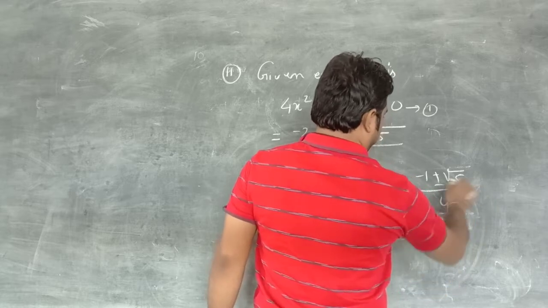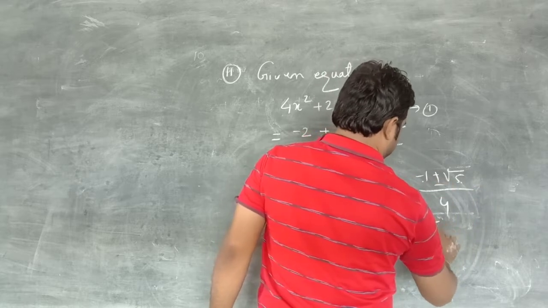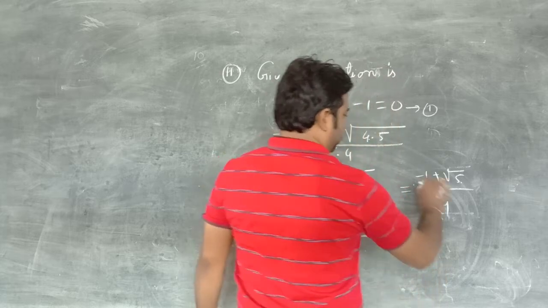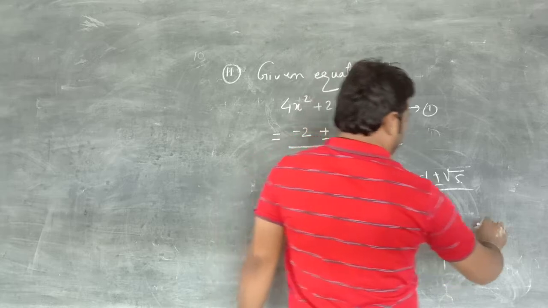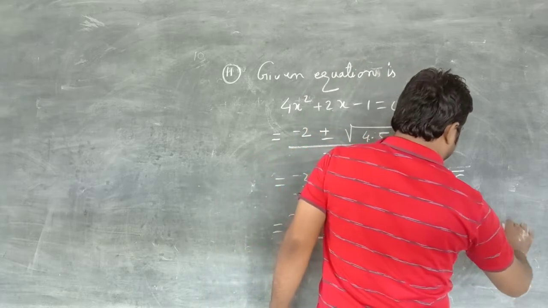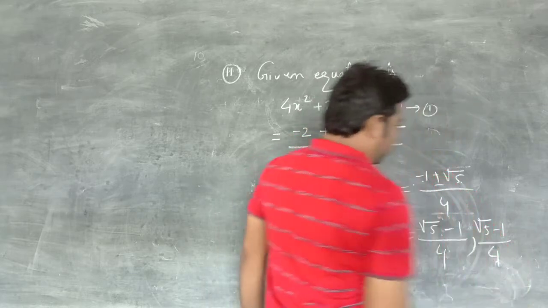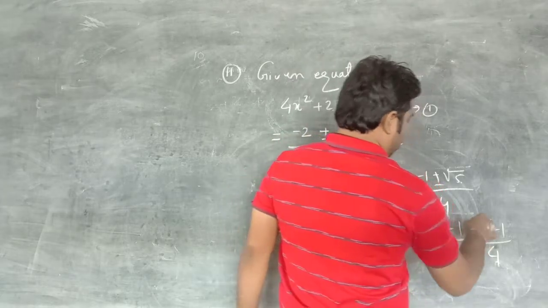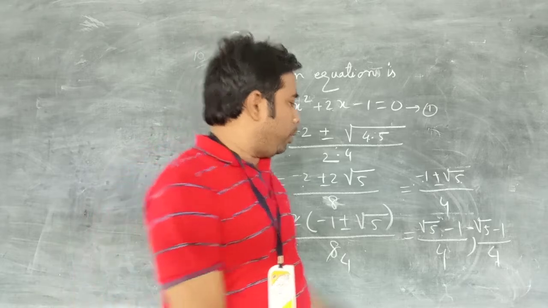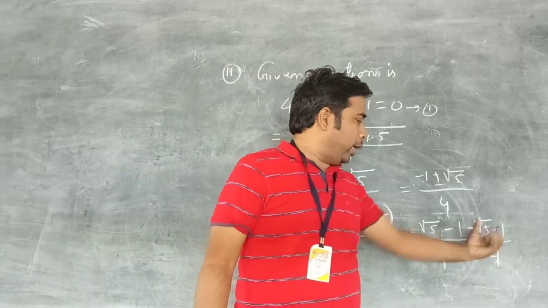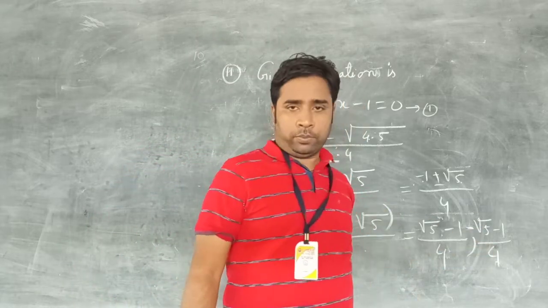So what are the roots? One root is root 5 minus 1 by 4, and the other root is minus root 5 minus 1 by 4. So these are the two roots. Now you consider one of them to be alpha and prove that beta is the other root.